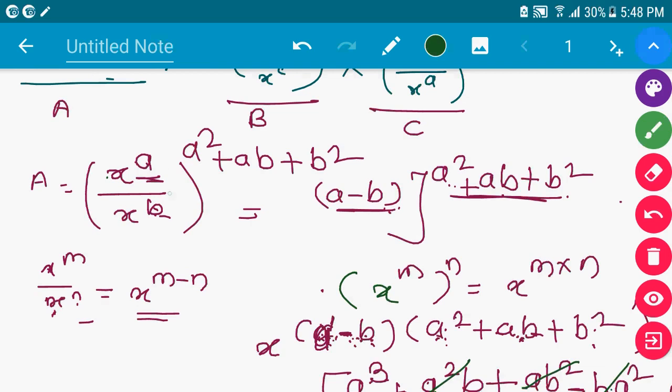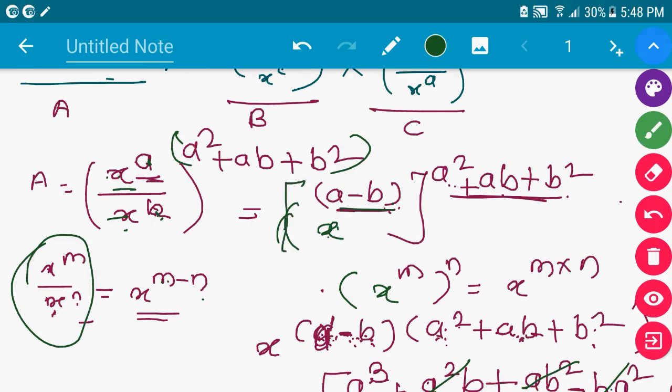Now what is given? X raised to a divided by x raised to b, raised to this whole exponent. Now remember the property of exponent, we know when the base is common and the rational number is in division, and the exponents are different, we subtract the numerator's exponent from the denominator's exponent. So here x is a common base and a and b are the different exponents, so we just subtract them. So it becomes x raised to a minus b. Now this x raised to a minus b's exponent is a square plus ab plus b square.